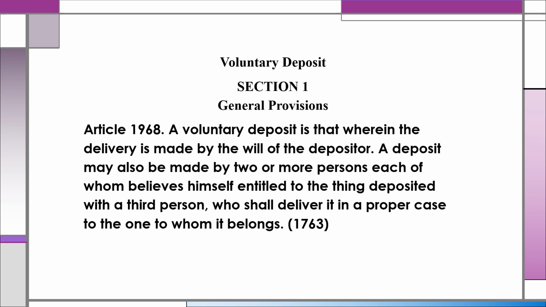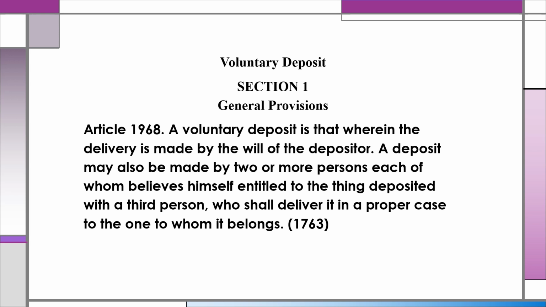Dito sa pangalawang sentence, a deposit may also be made by two or more persons, each of whom believes himself entitled to the thing deposited, with a third person. So dito yung third person dito, yun ang depository. Halimbawa, si A at saka si B, magkapatid sila. And then may kotseng ipinamana yung kanilang magulang. Ang akala ni A, sa kanya yun. Ang akala ni B, sa kanya yun. Kumbaga, pinag-aagawan nila yung kotse. So, pwede naman na silang dalawa ang mag-deposit sa warehouse kay depository. Pwede nilang i-deposit yun habang nililitis or nililitigate nila sa korte kung sino ba talaga ang may-ari ng kotseng yun.